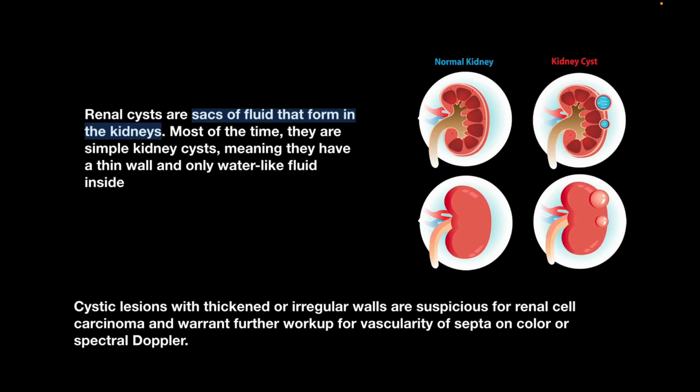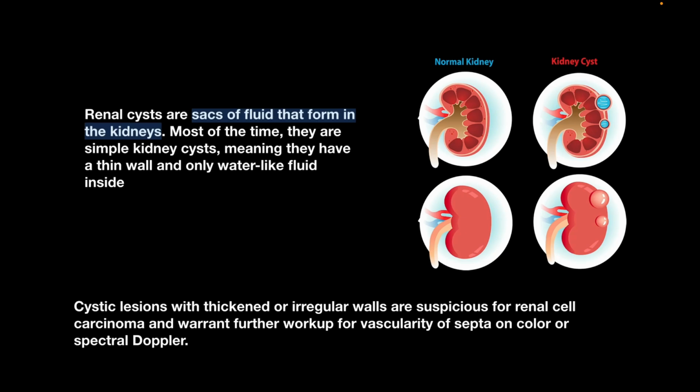Now let's talk about renal cyst. Renal cyst is a generic term commonly used in the description of any predominantly cystic renal lesion. The majority of parenchymal cystic lesions represent benign epithelial cysts. However, malignancy such as renal cell carcinoma may also present as a cystic lesion.